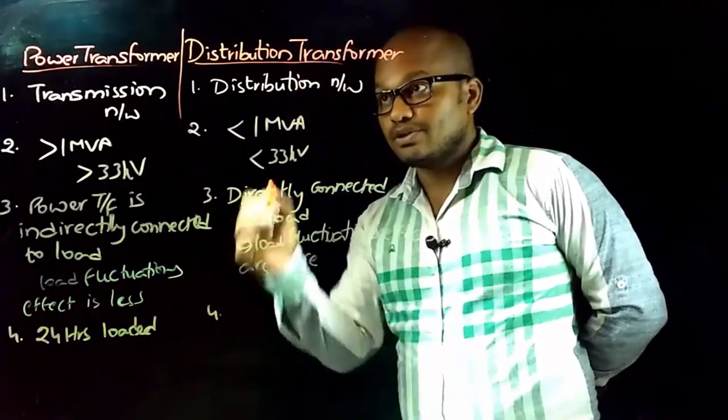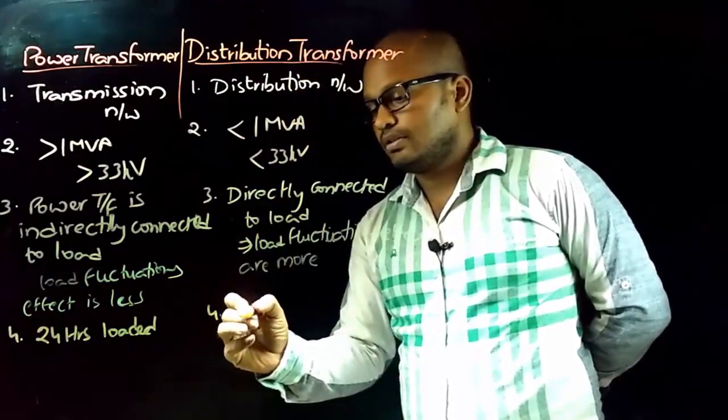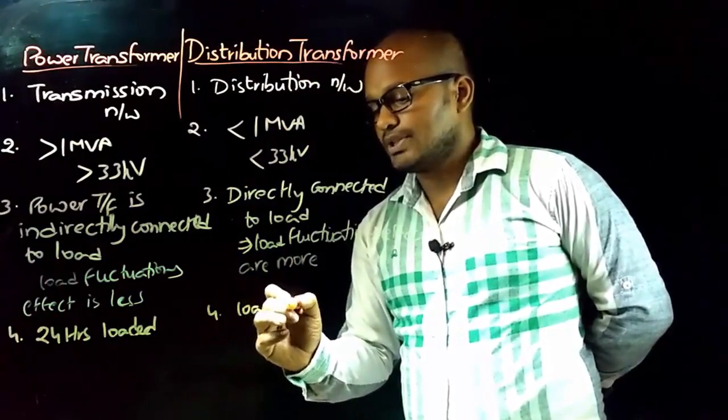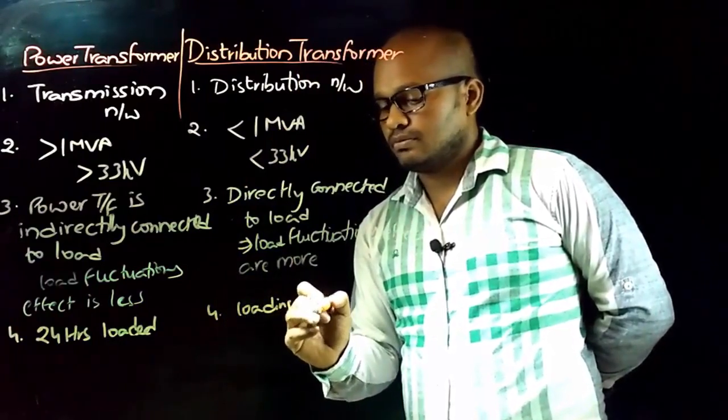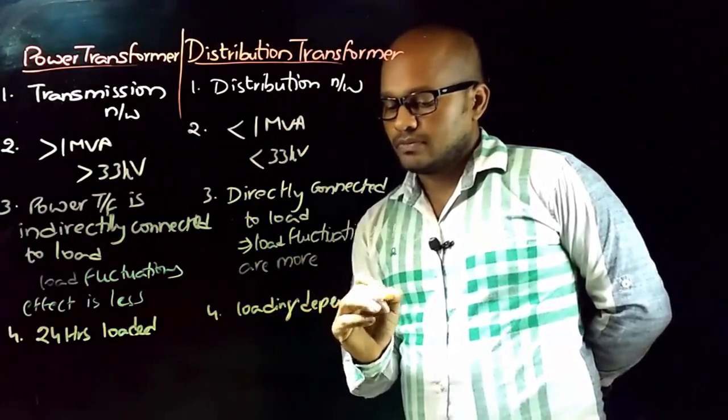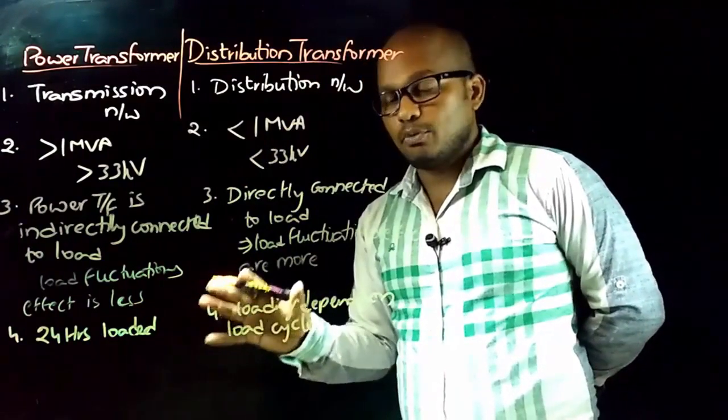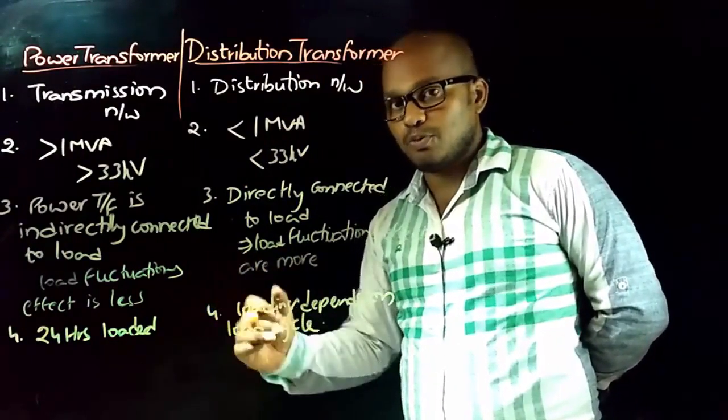And the fourth point is that power transformer is 24 hours loaded, whereas loading on distribution transformer depends on load cycle. This is the important point from which we will derive a few more points.